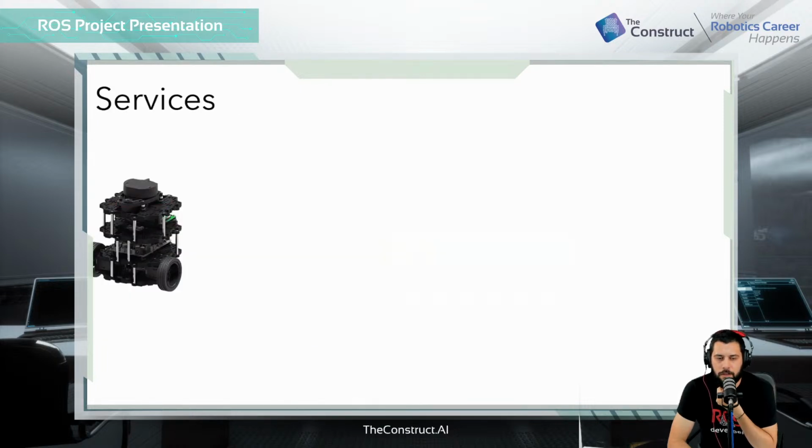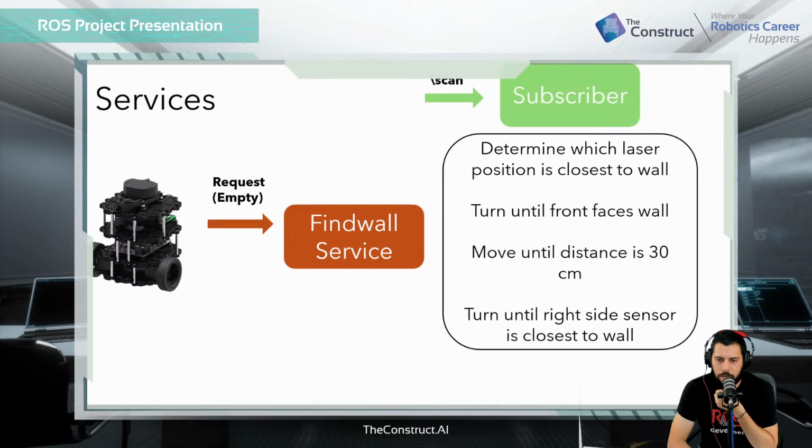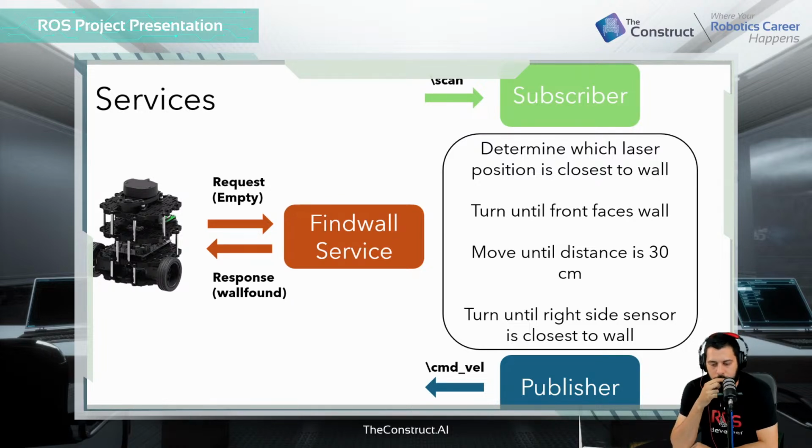We're doing this using services. So in the main code, we're sending a request to the find the wall service, which also subscribes to the laser scan topic in the same way that the main code does. And then we determine which laser position is the closest to the wall, and then turn and move forward and then turn again. And throughout this whole movement, the publisher has a twist value again that it sends to the robot so that it actually moves. And then when the wall is found, we're sending a response to know that the service is finished.